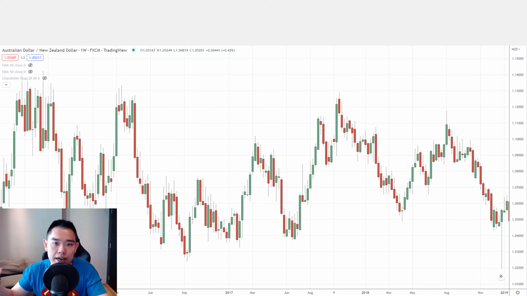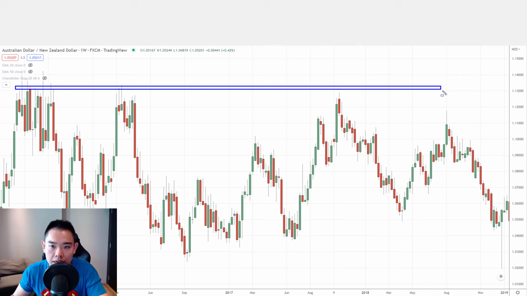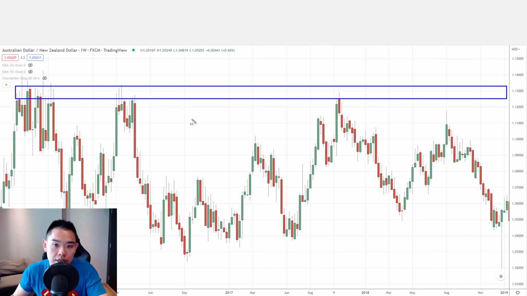Because look at the highs. The price retests the highs multiple times but fails to break out of it. This would be the highs to highlight, otherwise known as an area of resistance. And then this is an area of support.